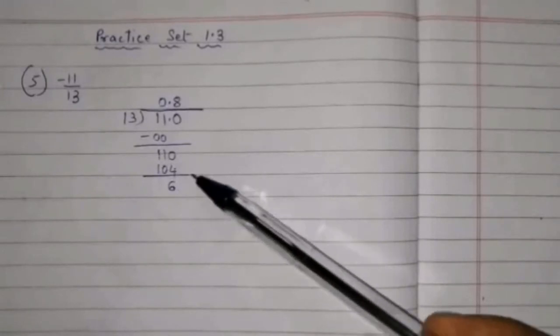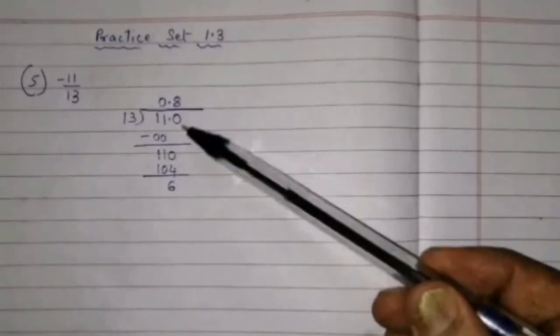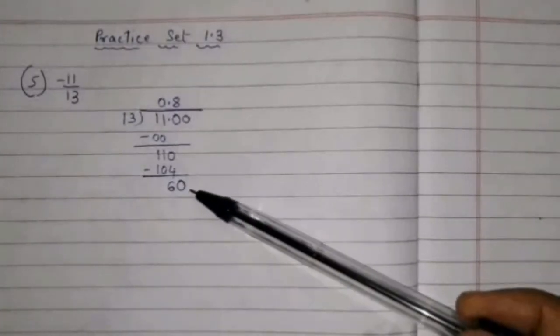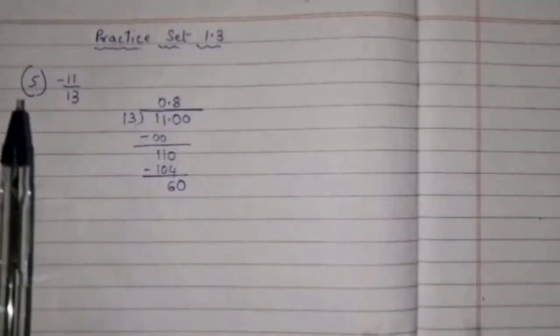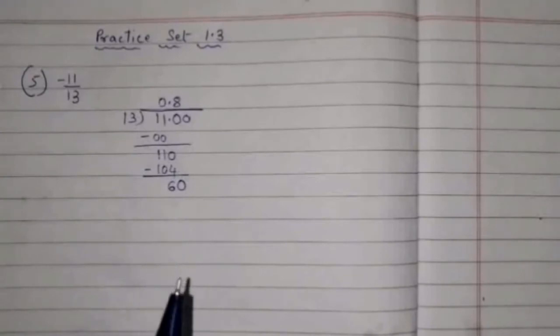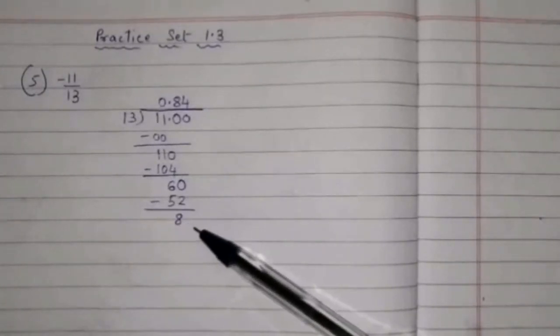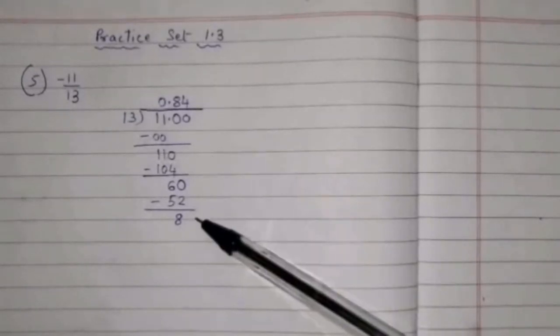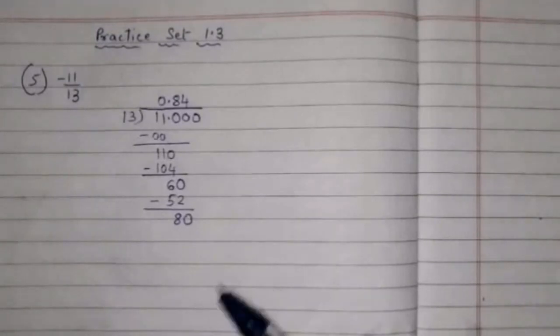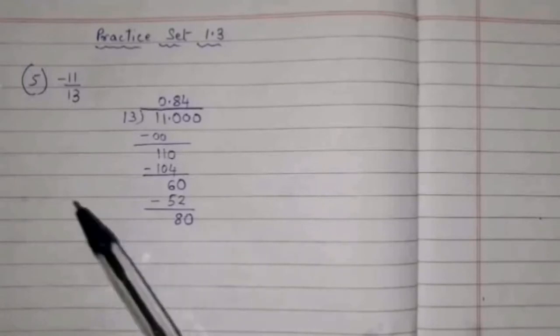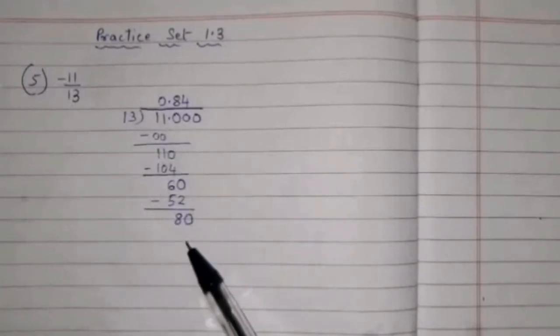So to divide further, we will take one more 0 over here as well as here. Now this has become 60. By 13 if we divide, it will go 4 times in 60. Now remainder is 8. We have to divide further. So take one more 0 here as well as here. So here is 80 now. So to divide it, 13 will go 6 times in 80.